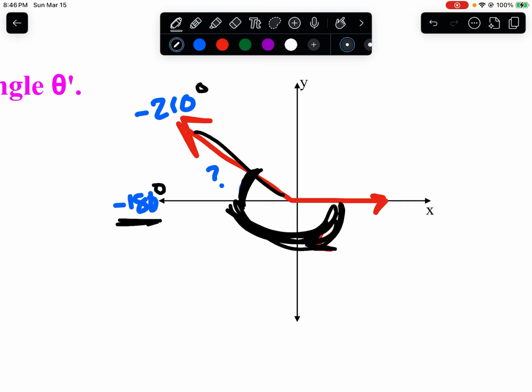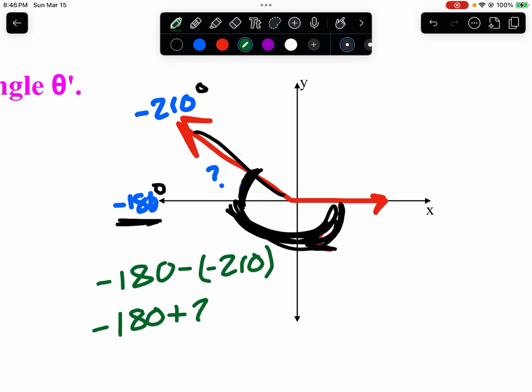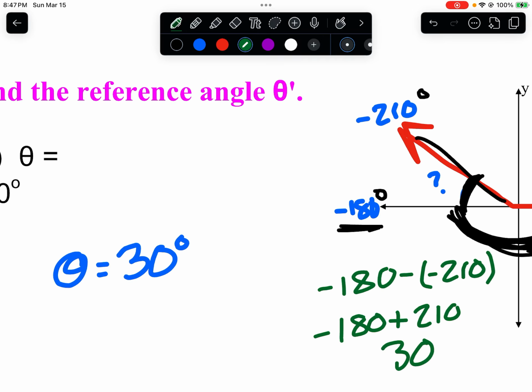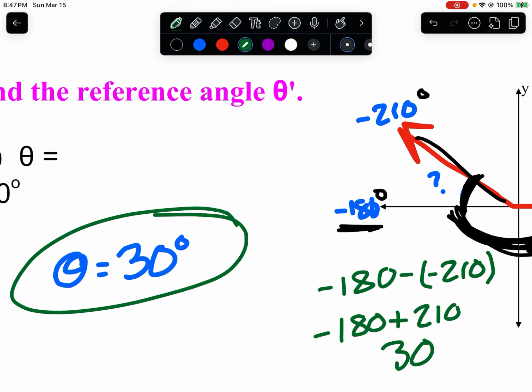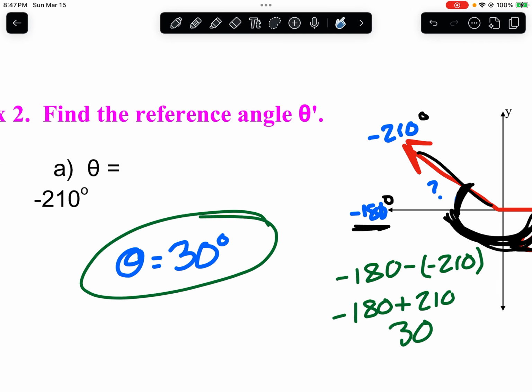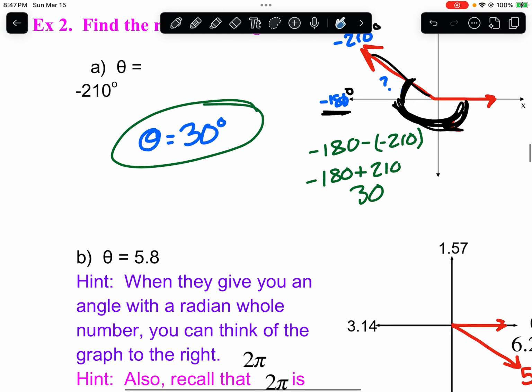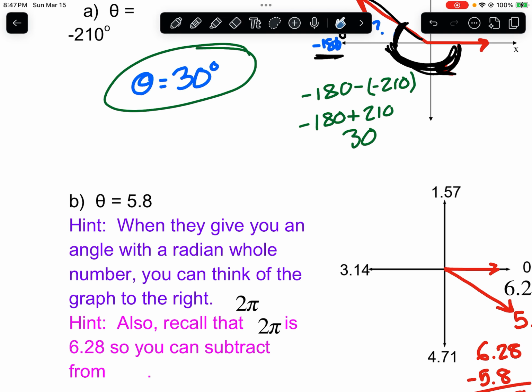Some of you might be able to just look at that and see what the difference between negative 180 and negative 210 is. If it helps, you can write out negative 180 minus negative 210, which ultimately would be negative 180 plus 210, and get you 30 degrees. Like I said, some of you might just see that the gap between negative 180 and negative 210 is 30 degrees. And again, it should be positive even though we are dealing with negative angles.